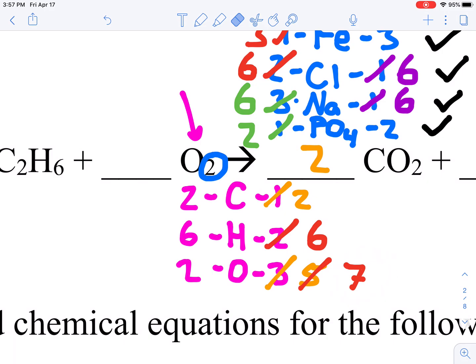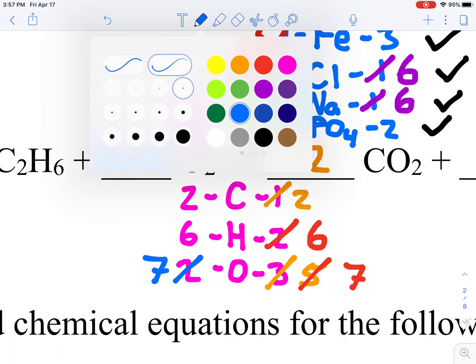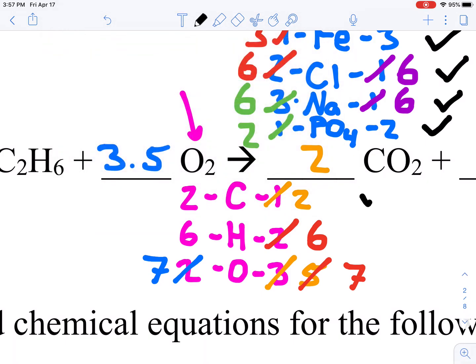So this is where another trick comes in. There is a number that we can multiply times 2 to give us 7. And that number is 3.5, right? So 3.5 here does give us 7. If we do that, all of these are good. 2 and 2 are good, 6 and 6 are good, and 7 and 7 are good.